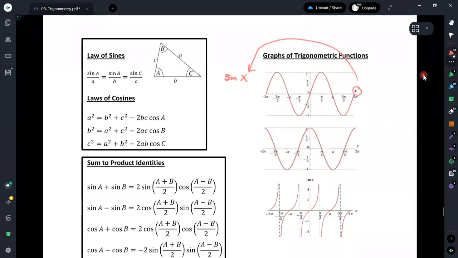Now if you look at this point, we all know that the value of sine 0 is equal to 0. Then the value of sine pi divided by 2 is equal to 1. Then the value of sine pi will again become 0. But once you come to the value of sine 3 pi over 2, it will become minus 1. Then 2 pi again becomes 0.